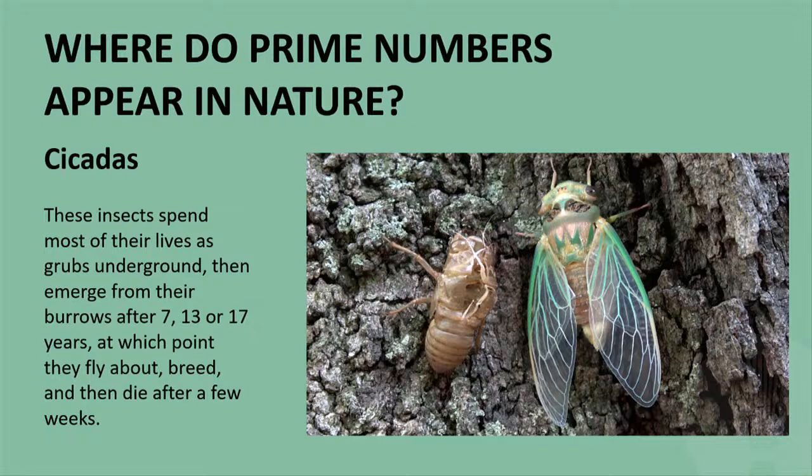And they think that the reason why they do it in these primes is because that way they're not competing with other cicada broods that are on different cycles. See, there's a possibility that they could mate, hybridize, and potentially mess up their brood cycle, if a 13-year brood was to hybridize somehow with a 17-year brood. So luckily that doesn't happen very often because they're using these prime numbers when they emerge.